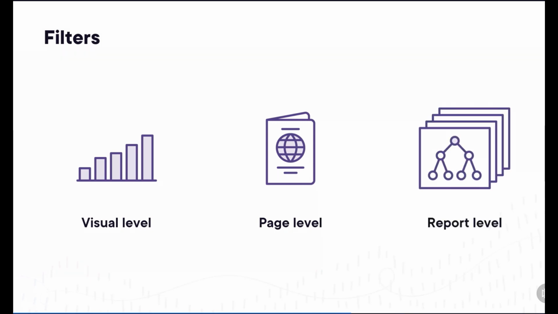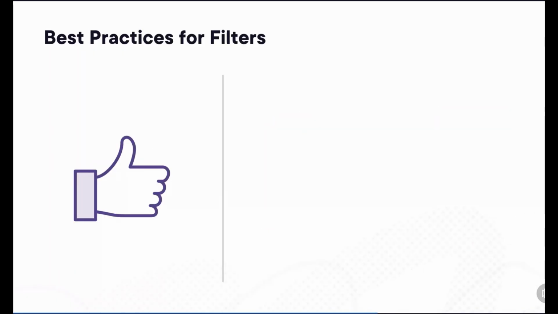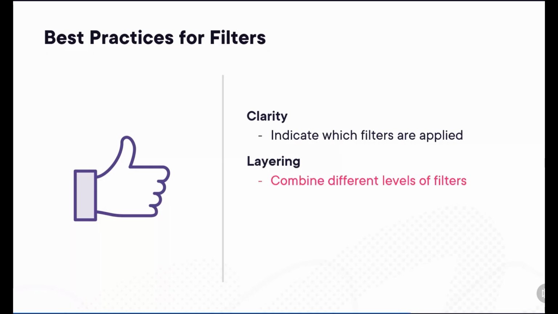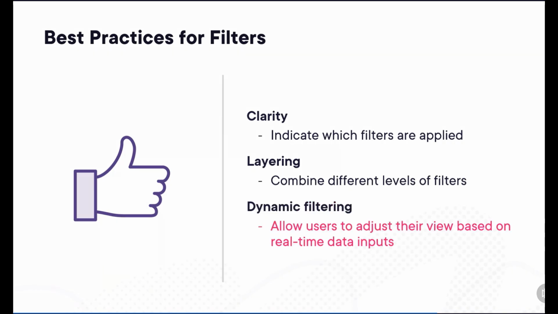And report-level filters. They apply to all pages and visuals in the report, providing a consistent filtering context across the entire report. Best practices for filters. Clarity. Clearly indicate which filters are applied to ensure users understand the context of the data they are viewing. Layering. Combine different levels of filters to provide a nuanced view of the data without overwhelming the user. Dynamic filtering. Use dynamic filters to allow users to adjust their view based on real-time data inputs.